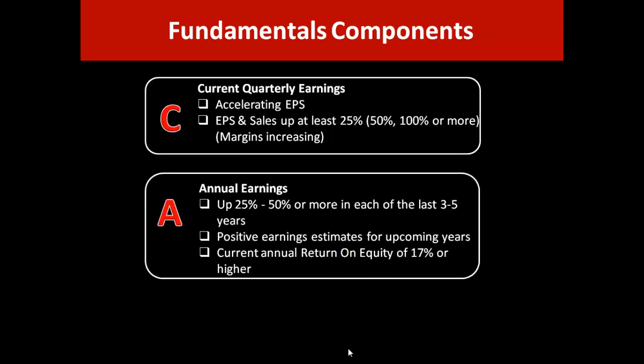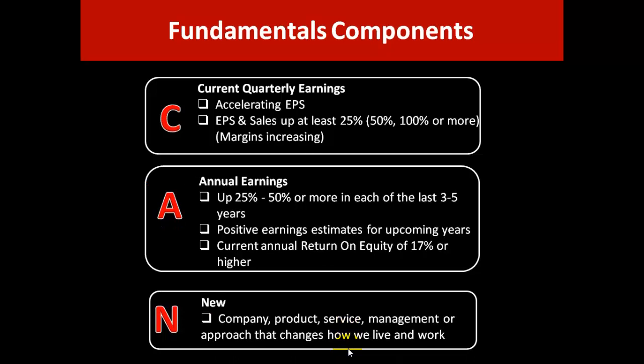Now there's a few fundamental components we need to look at. We're going to look at the CAN of CANSLIM. You want the current quarterly earnings. You want to see accelerating EPS. You want to see sales and earnings per share up at least 25%. Some of the best stocks are up 50 to 100% or more. It's also helpful to see increasing margins.